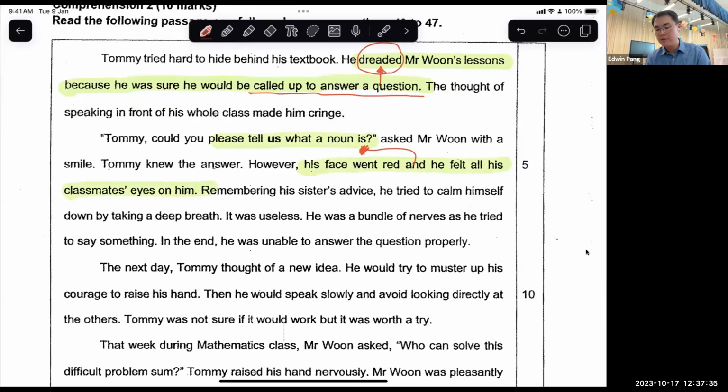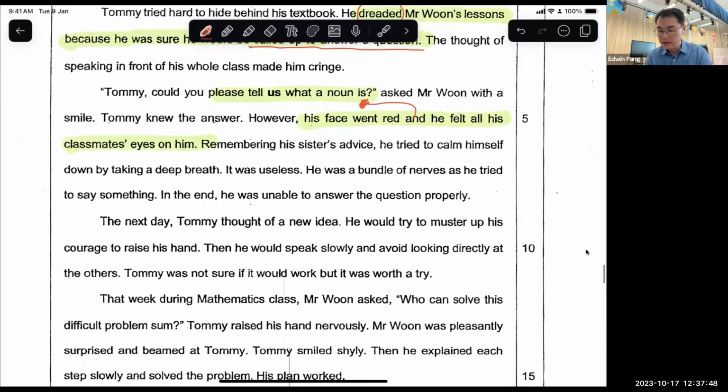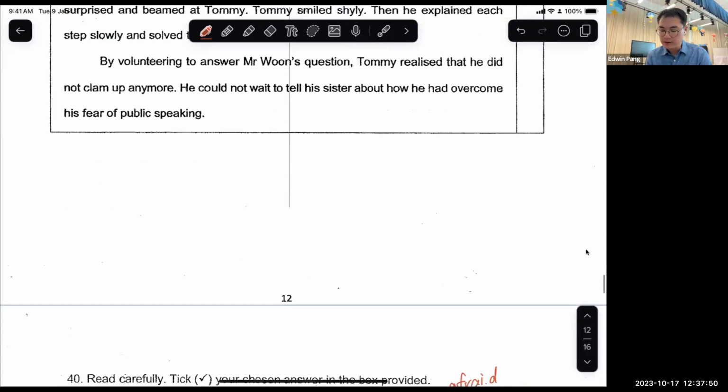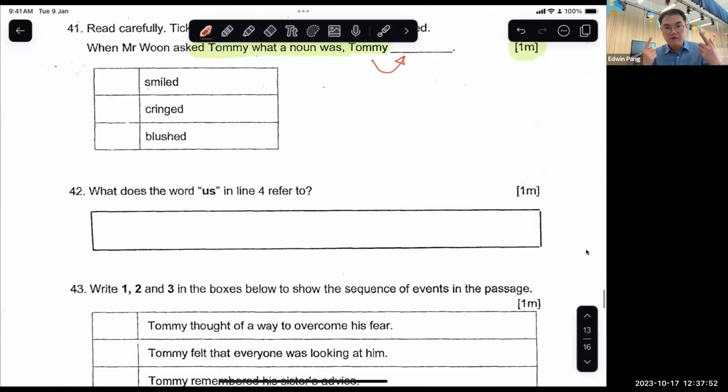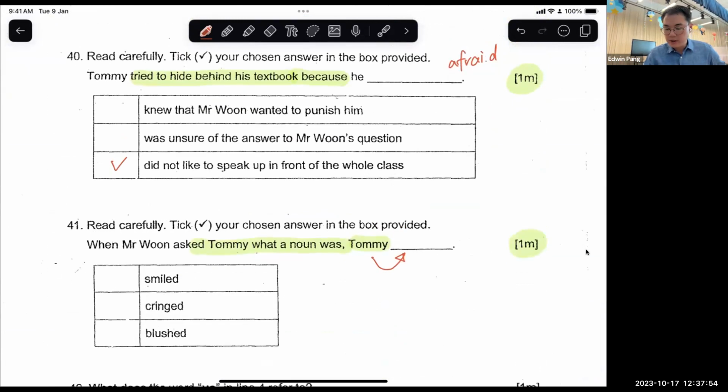So let's highlight, please tell us what a noun is. And let's highlight his face went red and he felt all his classmates' eyes on him. Okay, and let's draw an arrow to link that to the first part. And again, the question is simple, right? So face turned red. Okay, which one of these answers is the correct answer? Chloe, can you tell me which answer you chose?